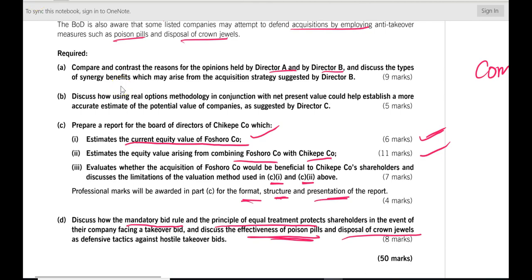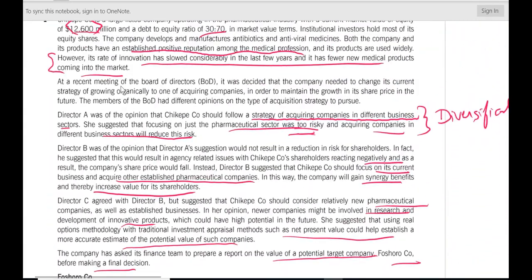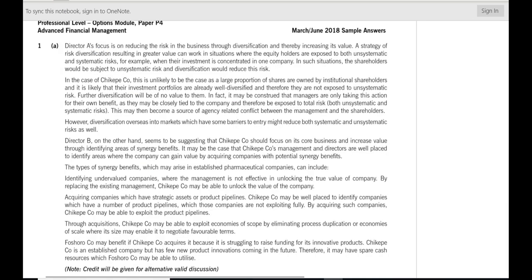So the first part was: compare and contrast the reasons for the opinions held by director A and B, and discuss the synergy benefits which may arise from the acquisition. So what was director A saying? He was saying that we should acquire other companies related to different business areas, and director B was saying that we should acquire other companies, but these companies should be of the same business areas. So let's discuss from the standard answer.